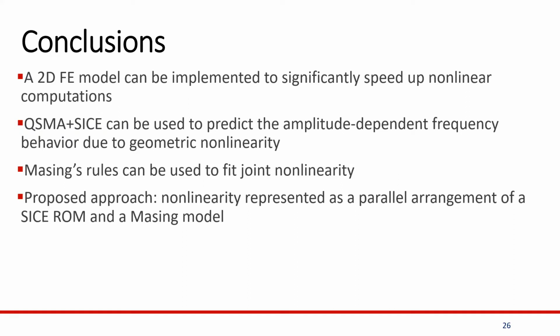In this presentation, we showed how the nonlinearity can be represented as a parallel arrangement of the SICE ROM and a Masing model, with QSMA plus SICE being used to predict the amplitude-dependent frequency due to geometric nonlinearity, whereas Masing's rules are used to predict the joint nonlinearity. We also showed how a 2D finite element model can be implemented to significantly speed up the nonlinear computations.